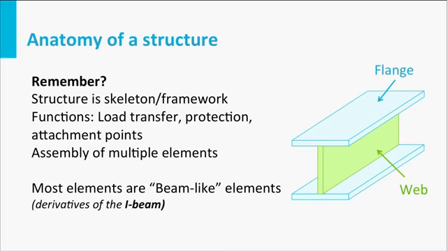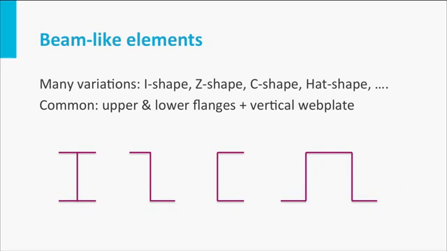In the figure, we see a so-called I-beam. This is a structural element you can see in many structures. Think, for example, about buildings and bridges. This I-beam has three features: an upper flange, a lower flange, and a web plate between the flanges. The I-beam is just one example of a beam-like element.